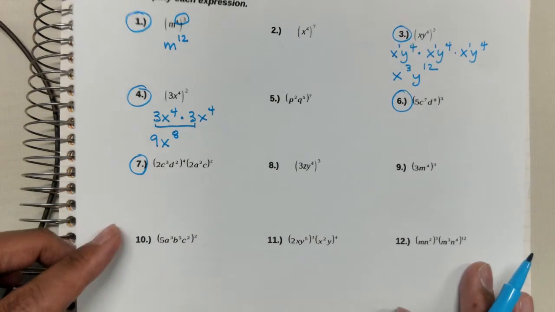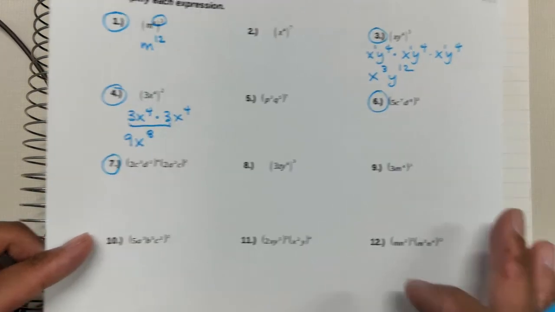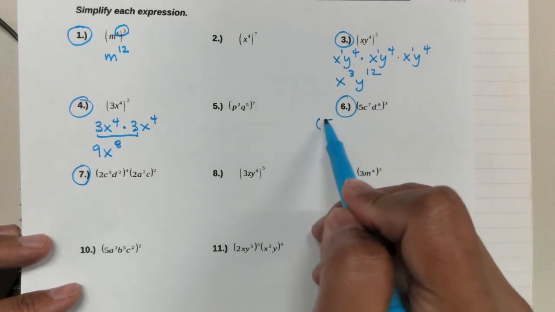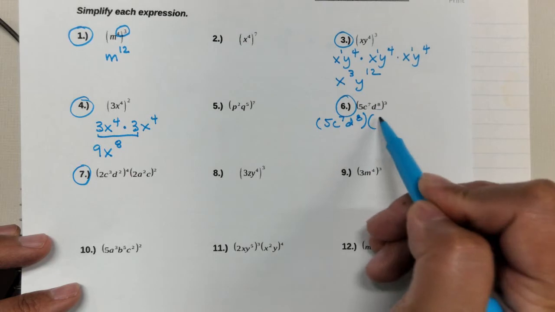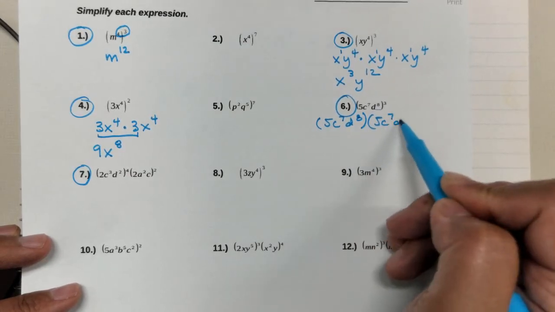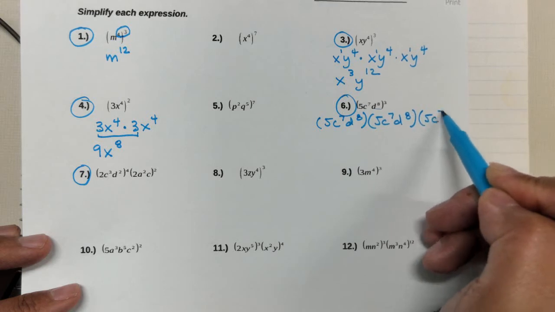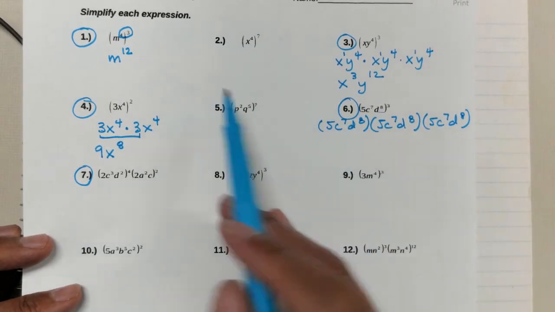Okay. So that you got is number 4. All right. Number 6. I will take whatever's inside the parentheses: 5c to the 7th d to the 8th. And then I can do the same thing like I did with the other ones.